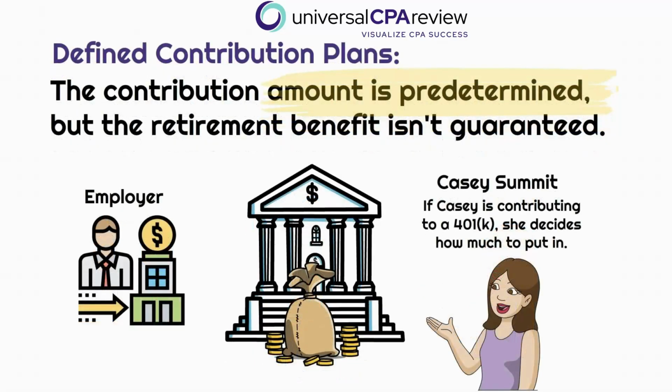So that means if Casey's contributing to her 401k, she decides how much she's going to put in within the limits set by the plan and the tax laws, and her employer may match a portion of that contribution. So Casey's account will grow or shrink based on the investments within the plan, which puts her in the driver's seat when it comes to managing investment risk. The plan's value will ebb and flow with the tides of the market, making it essential for Casey to consider her risk tolerance and retirement timeline when making investment choices.